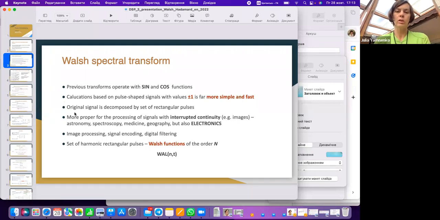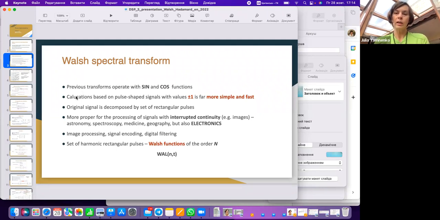The main thing about this method is that, firstly, it operates with basic functions that take the value +1 and -1, nothing more, only +1 and -1. Of course, it's very simple. The set of functions consists of 2 to the power n values. It depends on the number of discrete values in the signal that you would like to analyze. So at first, we should investigate how many discrete values are in the signal that we are going to analyze. And this number should be a power of 2. It is very important because otherwise it would not be possible to apply this method.